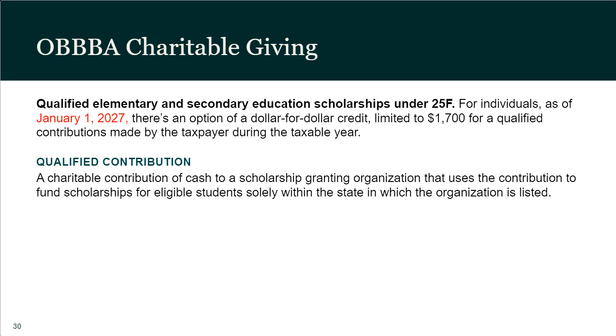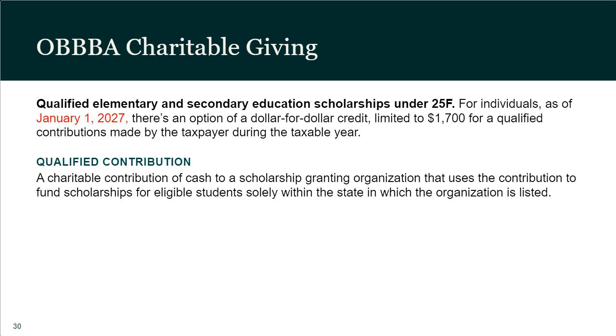There are limitations. The credit can't exceed $1,700. The amount allowed is reduced if, in your state, you're allowed to take a deduction. You're not allowed to double dip. So you can't get a charitable deduction for this money that you gave. And if there's a state deduction or a state credit that you're getting, then it's going to reduce the federal credit. A scholarship granting organization is described in 501(c)(3), is exempt from tax and not a private foundation.